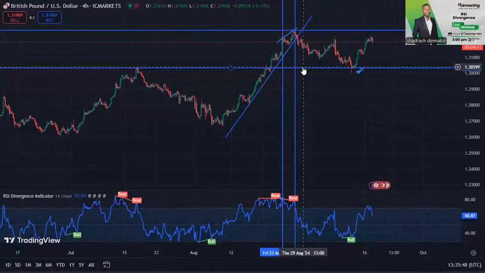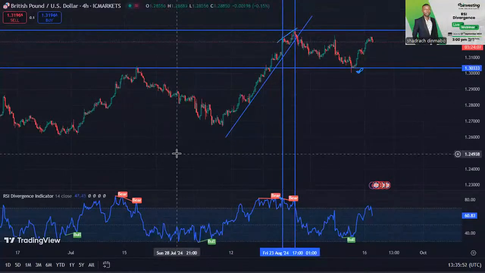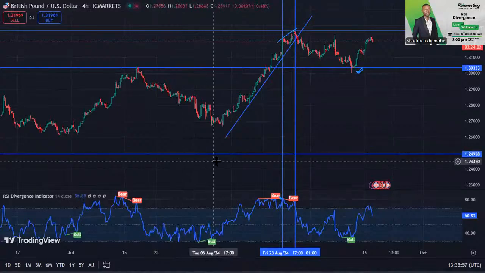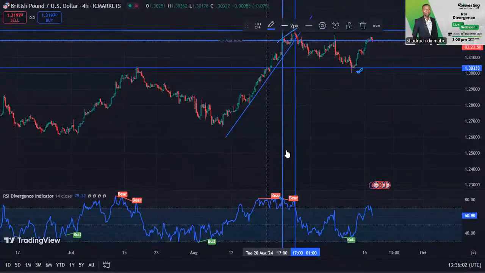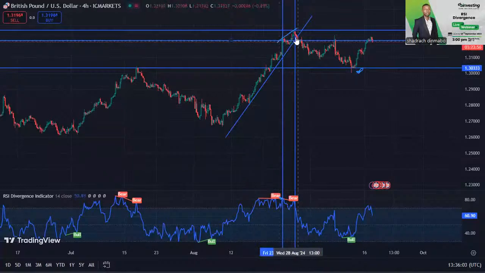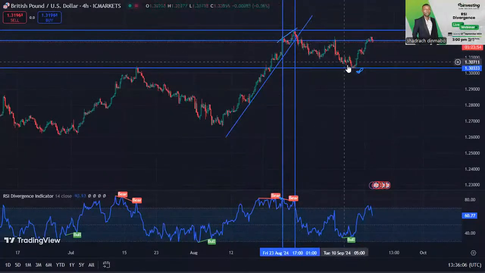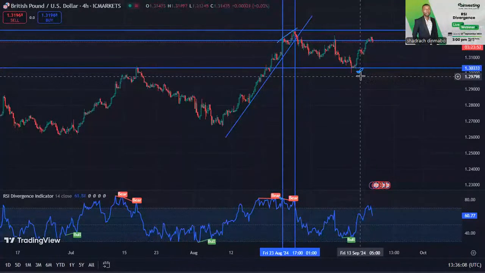Okay. We enter at this particular point. Our entry point is just going to be at the break of the trend line, which is here. And then we push in. This is our stop loss, drop down to this point, hit our target, and we are out. Simple.